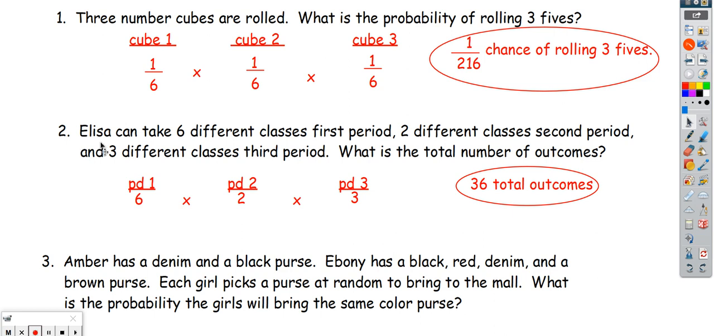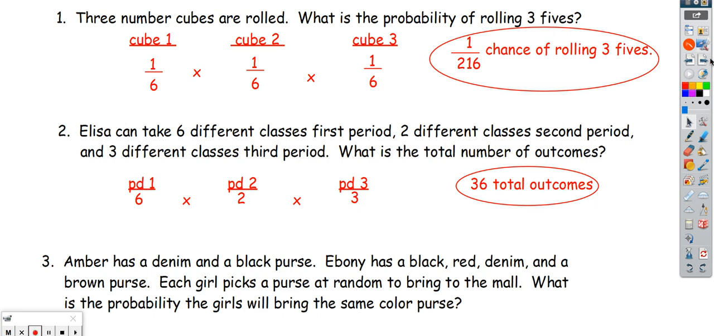The second one says Elisa can take 6 different classes first period, 2 different classes second period, and 3 different classes third period. What is the total number of outcomes? Well, my 3 events are period 1, period 2, and period 3. There are 6 different choices in period 1, times 2 different choices in period 2, times 3 different choices in period 3, giving us a total of 36 outcomes.